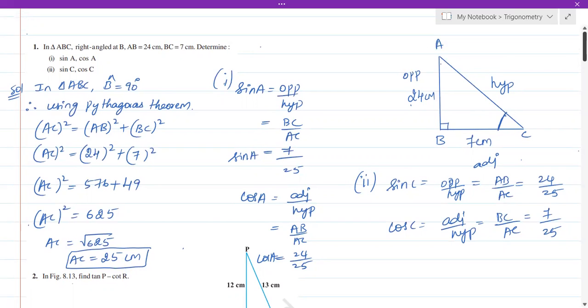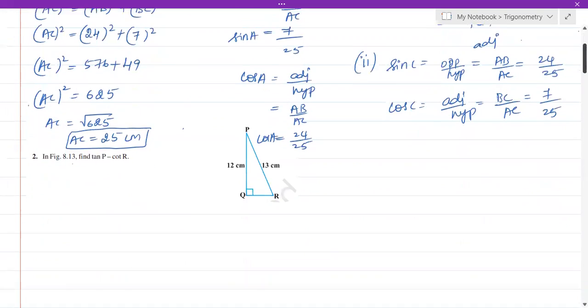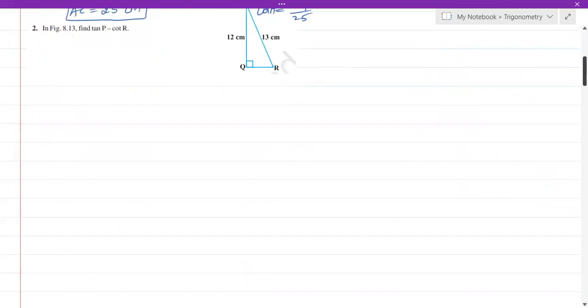Now if it is sine C, now the angle is at C, therefore the opposite side becomes AB and the hypotenuse is AC itself. So AB by AC is the sine C value, which is 24 by 25. So let's get into the next question.